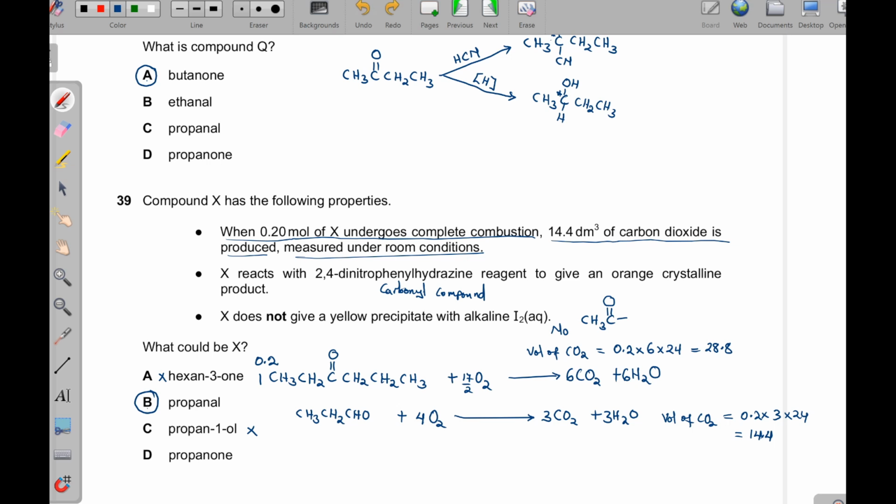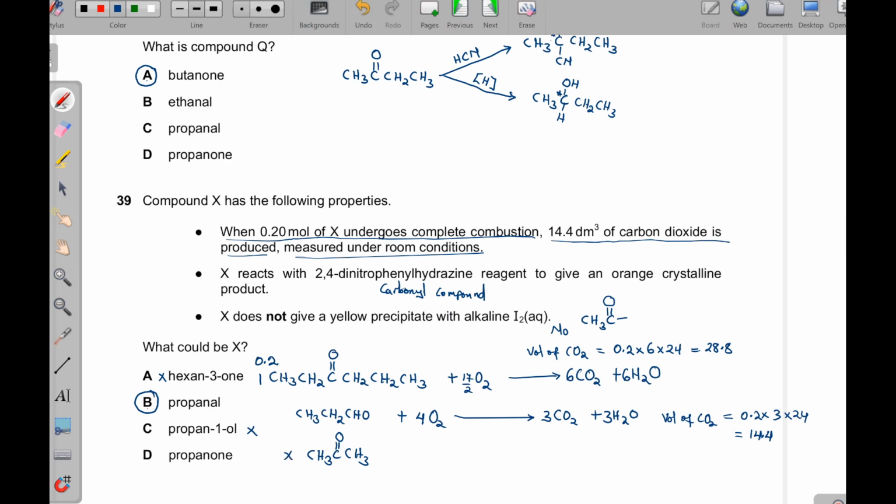Already this one is on. Propanone and propanol, let's see. Propanone is CH3, then I put a double bond on this, and then CH3, which is like this one here. But propanone has this group here, which means it is going to give a positive test with alkaline iodine. When we burn this one, it is going to give us the same equation and the same volume. But when treated with alkaline iodine, it is going to give a positive test. So that is why this one is off.